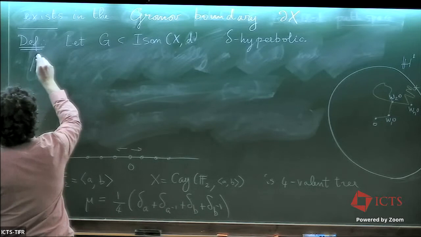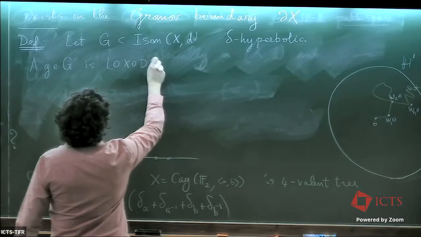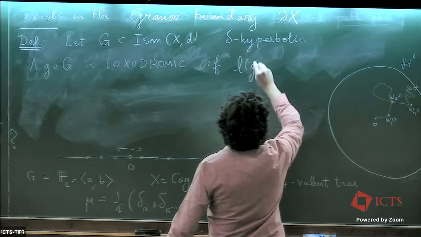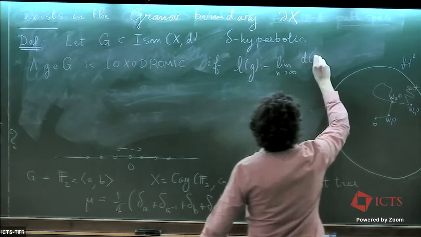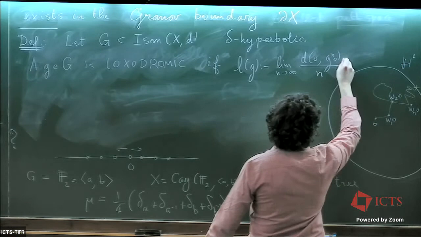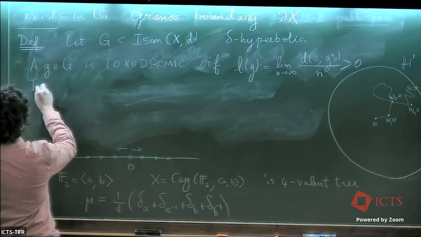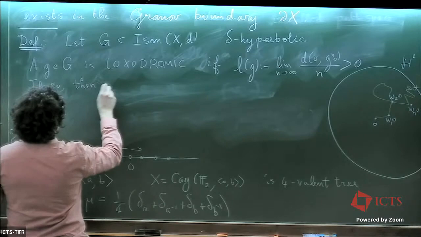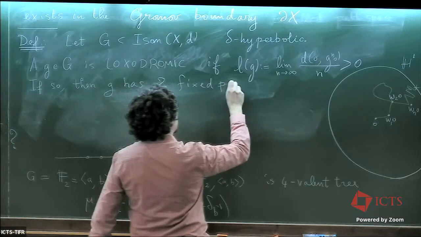In particular, we say that an element g in G is called loxodromic if L of g, which is the stable translation length, which is the limit of the distance between the base point and the nth iterate, divided by n. This always exists, but if it's positive, this is called loxodromic. And if this is the case, then g has two fixed points on the boundary of X.